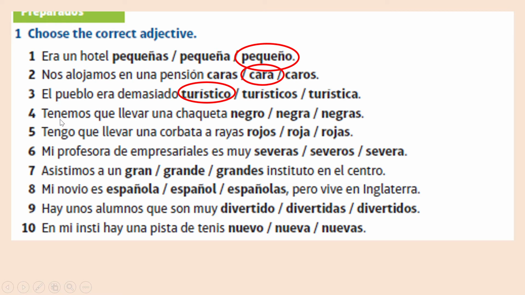Number 4. Tenemos que llevar una chaqueta negro, negra, negras. The clue is in una chaqueta, so it's going to be negra. Number 5. Tengo que llevar una corbata a rayas. I have to wear a stripy tie, and we've got the colour here. The clue is in una corbata, and it's going to be roja because it's singular feminine.